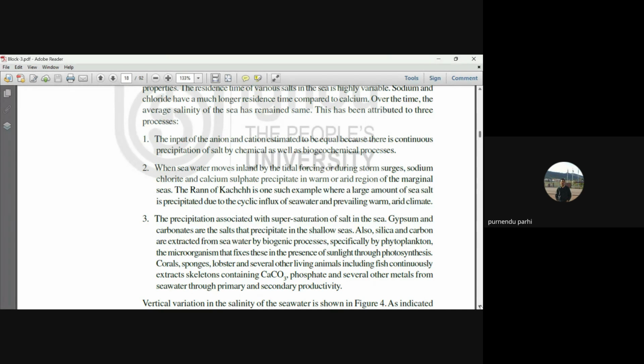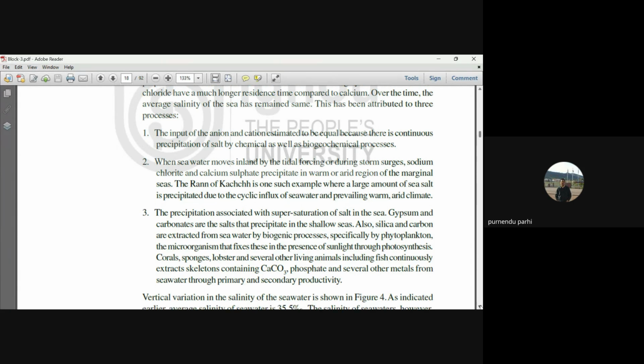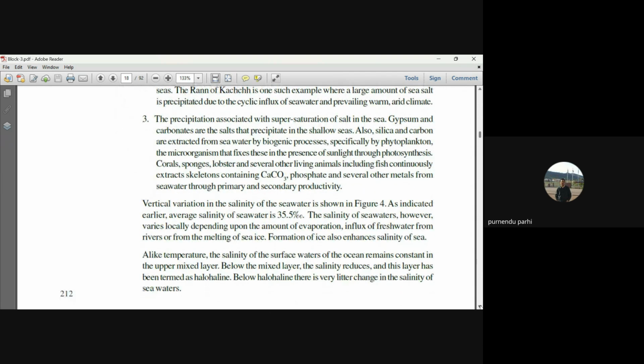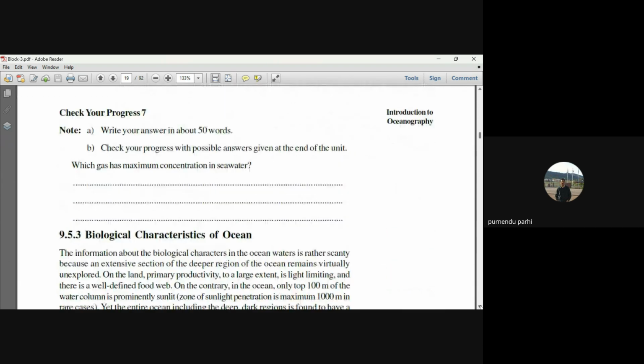Also, silica and carbon are extracted from the seawater by biogenic processes, especially by phytoplankton, the microorganisms that fix these in the presence of sunlight through photosynthesis. Corals, sponges, lobsters, and several other living animals, including fish, continuously extract skeletons containing calcium carbonate, phosphate, and several other metals from seawater through primary and secondary productivity.